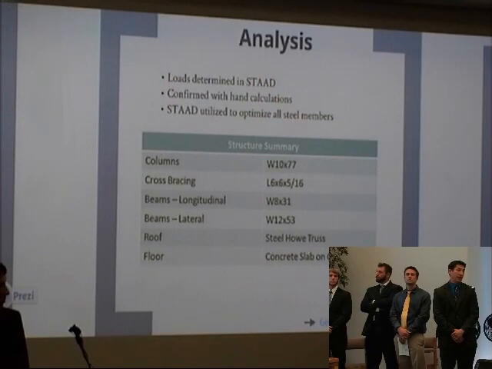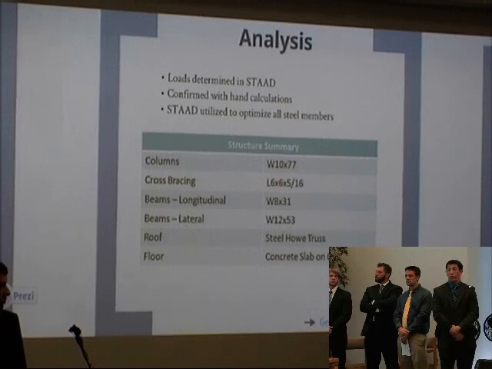So the analysis for the retail and the apartments is very similar to the analysis in the restaurant. We ran through all the code books: ASCE 7 for the wind loading, the Rhode Island State Building Code, and the International Building Code for all of the other regulations. LRFD load combinations were determined, and we plugged all of those load combinations into STAAD to determine the loads in each member. These loads were confirmed with hand calculations, and then processed in STAAD to optimize the steel members once again.